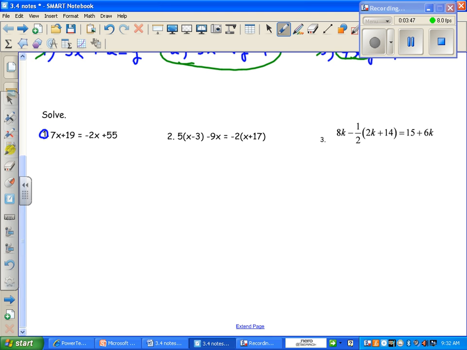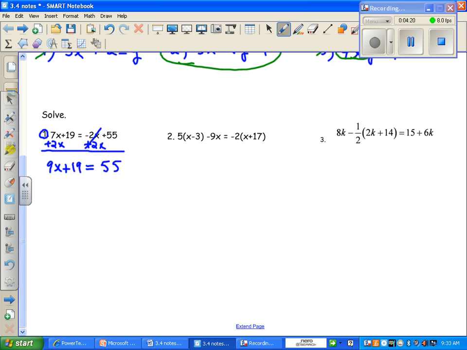Now if I think about it, I could move the x to the right, or I could move the x to the left. I choose to move it to the left because I would like to make my coefficient on my x positive. But if you don't mind it being negative, it doesn't matter which way you go. So I'm going to add a 2x to each side of the equal sign, which means that on the left side I'm going to have a 9x plus 19. On the right side the x terms cancel and it equals 55.